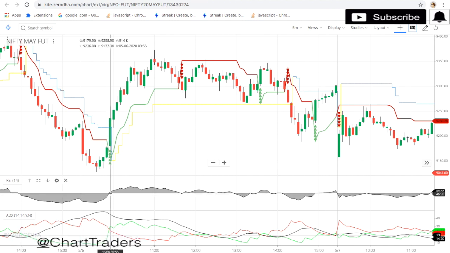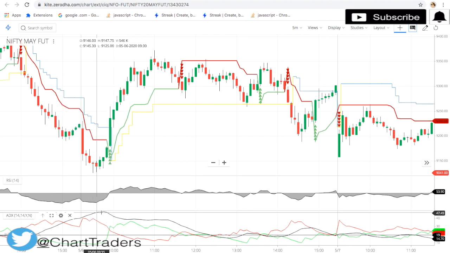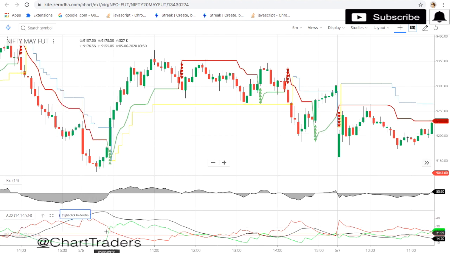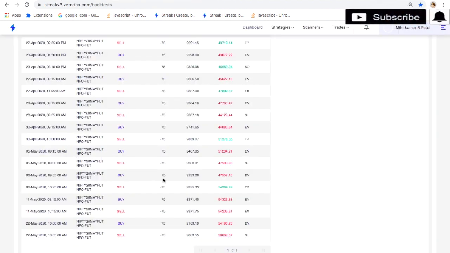When RSI crosses 50, the close is above this ATR line, and the ADX, the black line, is higher than 25, then I am going to enter. So 9233 is our entry point. We can see here also 9233 is our entry point. The exit point is 9325, that is the target.